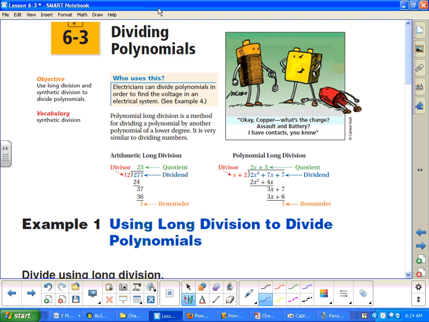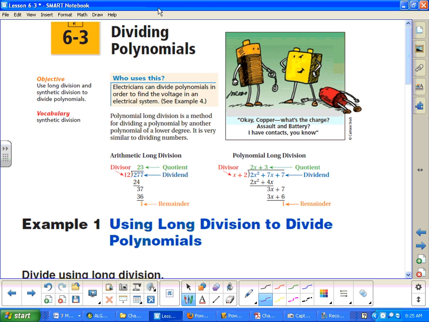Okay, so today we're going to talk about dividing polynomials, and we're going to look at two different ways of doing this. One way is kind of difficult because you guys don't like to do long division, and one way is rather simple, and that's called synthetic division. You will use synthetic division most of the time when you get the chance because it's much easier.